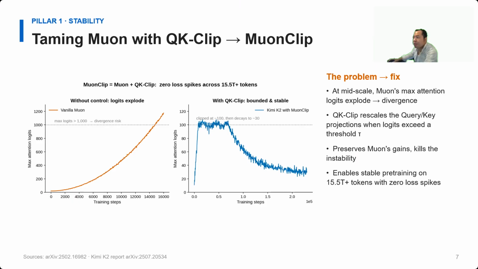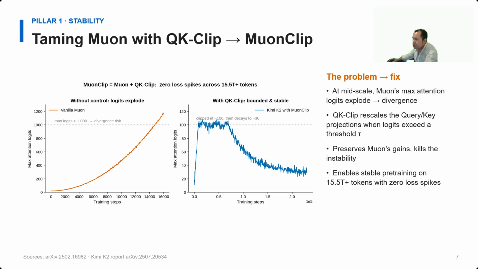So Muon isn't free, and this slide is a nice example of the honesty in this talk. When you scale Muon up to a mid-size training, you hit an instability because the maximum attention logit grows without bound, as you can see on the left plot, shooting past 1,000. That's what I can point out for you, and the run eventually diverged. So this is the kind of failure that quietly kills large training jobs.